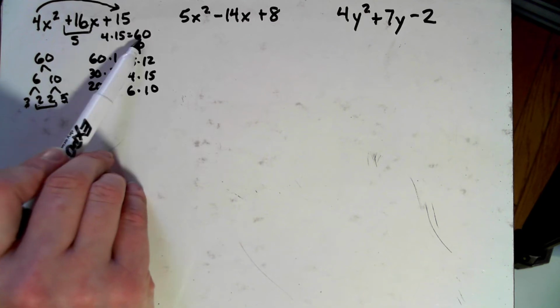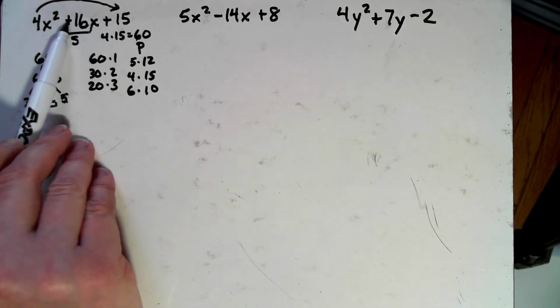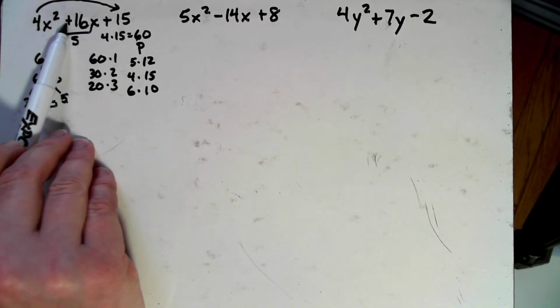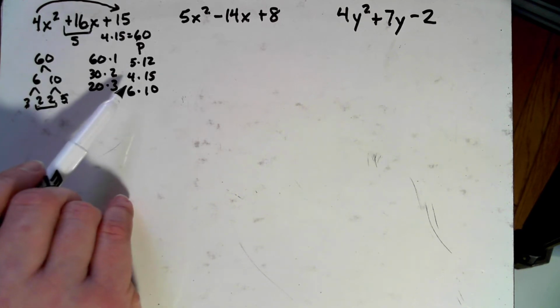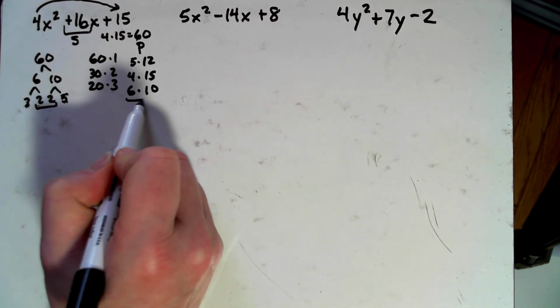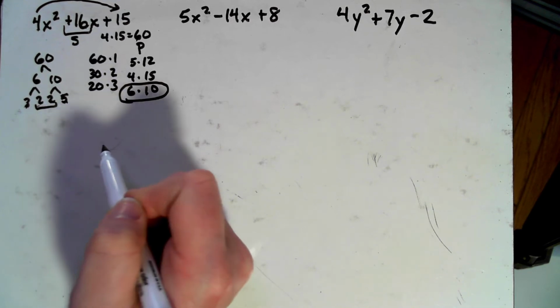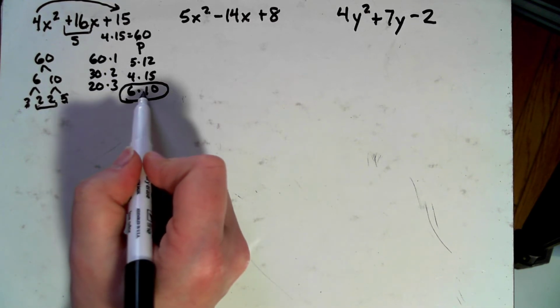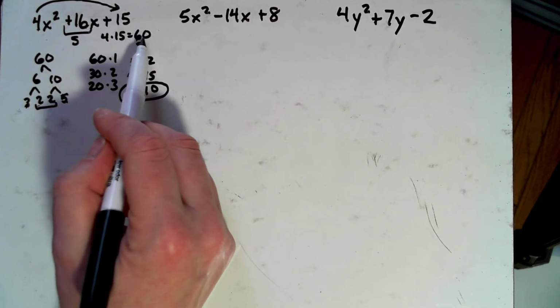Now notice this product is positive, meaning they have the same sign. The sum is positive, meaning that that sign is positive. So I just need to find a pair that adds up to 16, and that's going to be 6 times 10. Okay, 6 plus 10 is 16. 6 times 10 is 60.